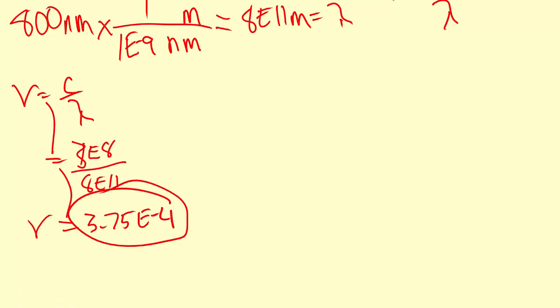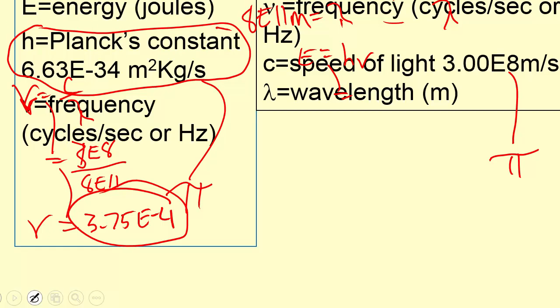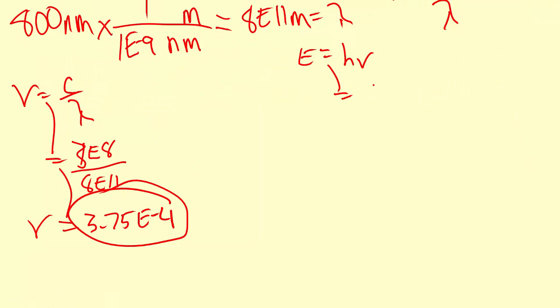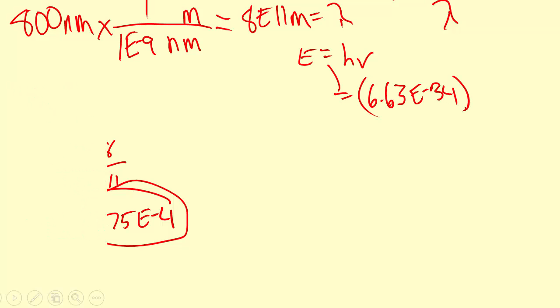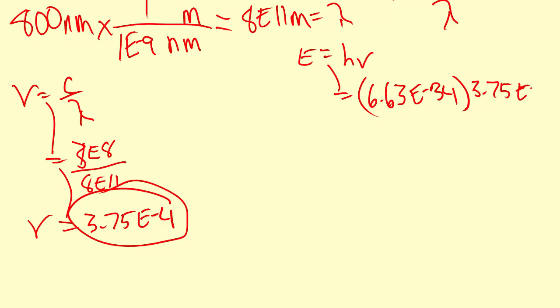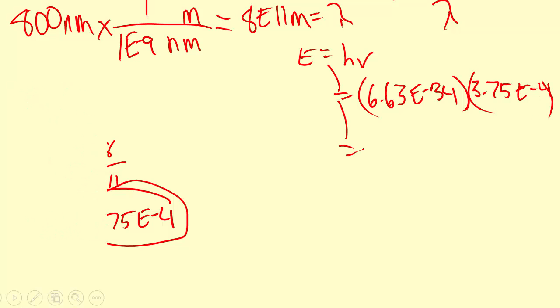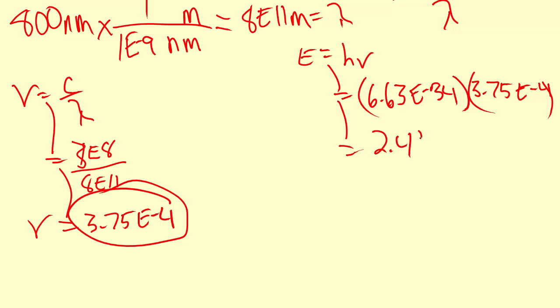Okay, so now I'm going to use this equation: E equals Planck's constant times frequency. So h, oh, I forgot it. 6.63e negative 34 times my frequency, which is 3.75e14. I get my energy. And because I kept my stuff in meters, I get the right answer too. 6.63e negative 34 times 3.75e14 is 2.49e negative 19 joules.